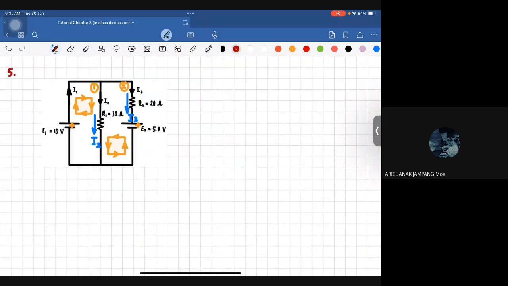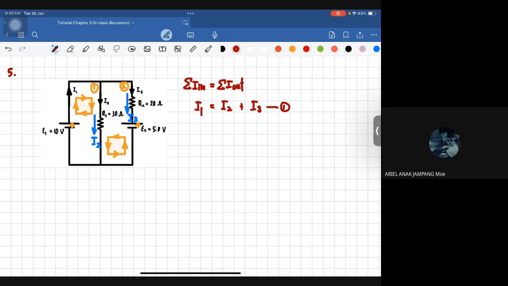Okay, alright. So sekarang we are gonna apply the first and second rule. So for the first rule, we know that total current going in will be equal to total current going out. Okay, so let's look at the junction here. This is the junction that we're going to look at. So I1 is going into the junction, I2 and I3 is going out of the junction. So this is going to be I1 equal to I2 plus I3. So this is our first equation.